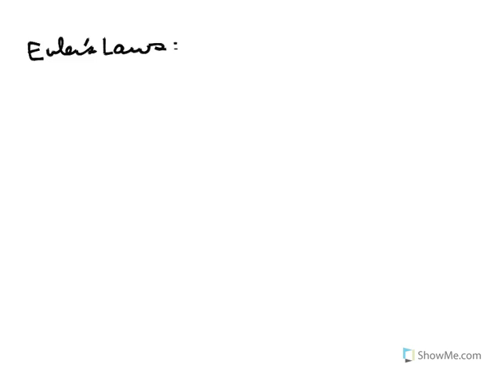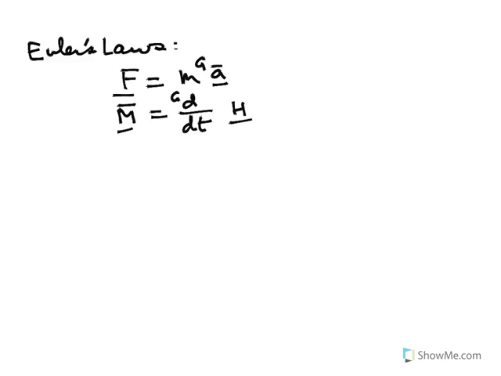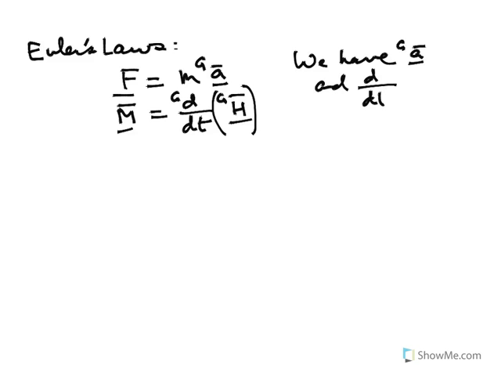Remember that the first one is that the force is equal to the mass times the acceleration of the center of mass relative to an inertial frame. The second one is that the moment is equal to the rate of change in the inertial frame of the angular momentum relative to the inertial frame. Notice that both of the right-hand sides we have A bar and d/dt in G of H bar G.